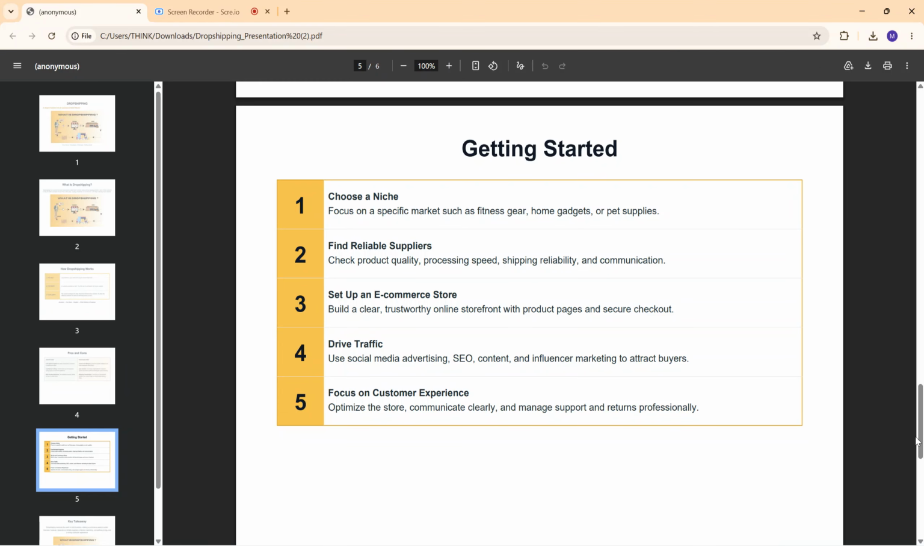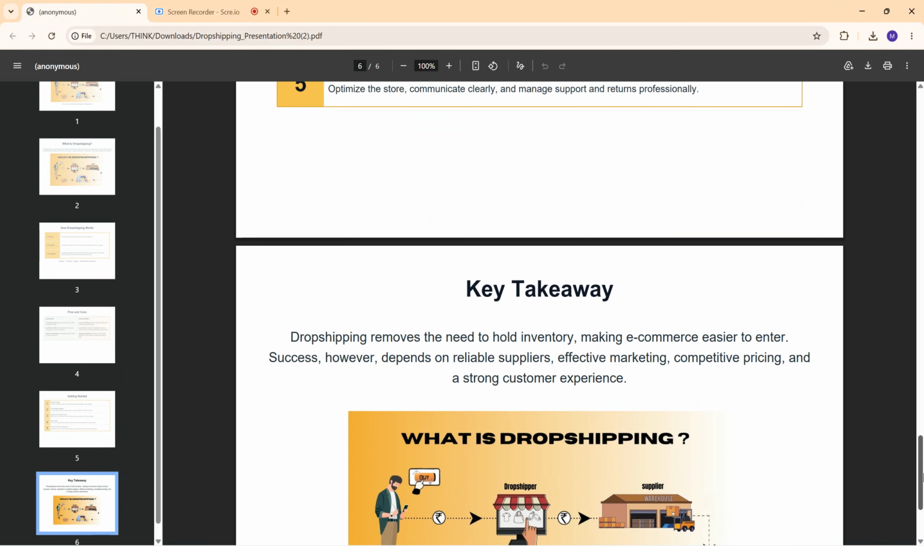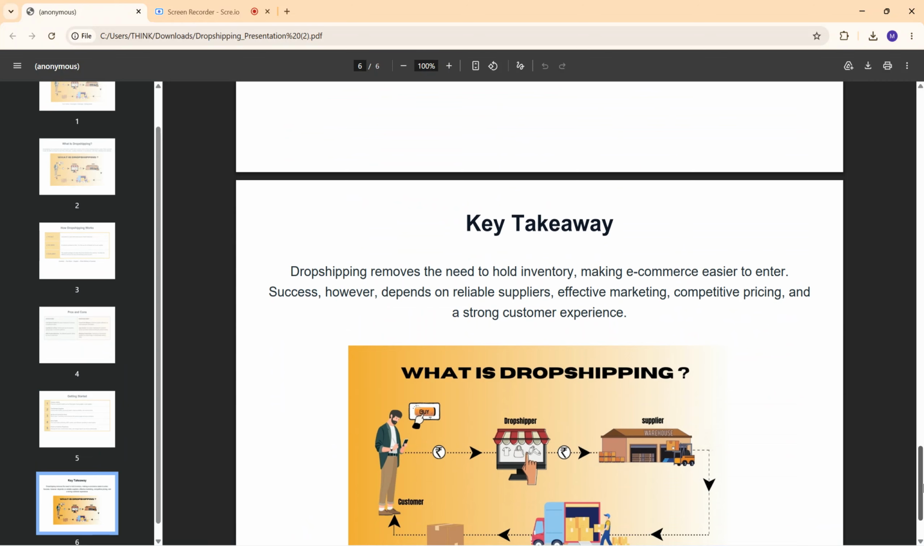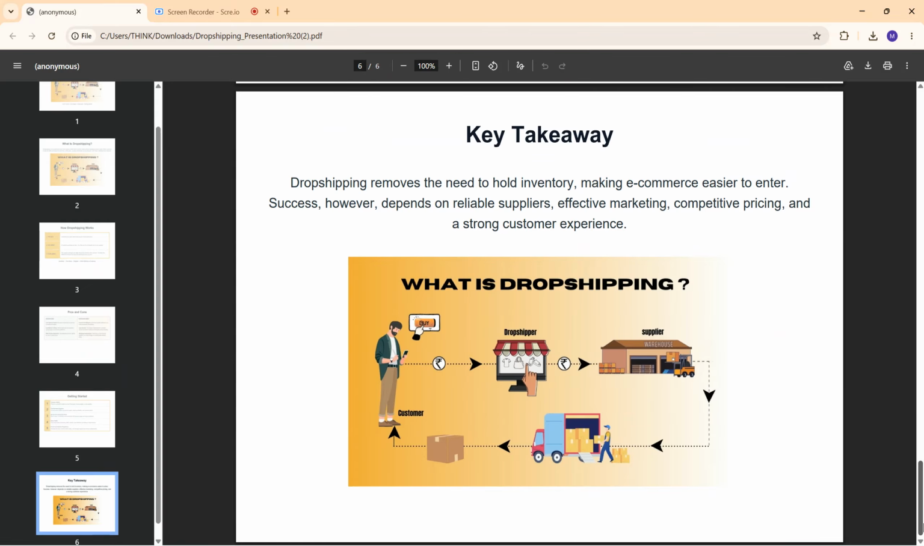So focus on customer experience, very important. Make sure that the application the customer is landing on is easy for them, so they don't get stressed. All right, so that is it. This is just dropshipping for you. Dropshipping removes the need to hold inventory. You don't need to have a physical store to keep the product. It makes e-commerce easier to enter. You can start with a small amount, especially for getting your e-commerce store, and you move.